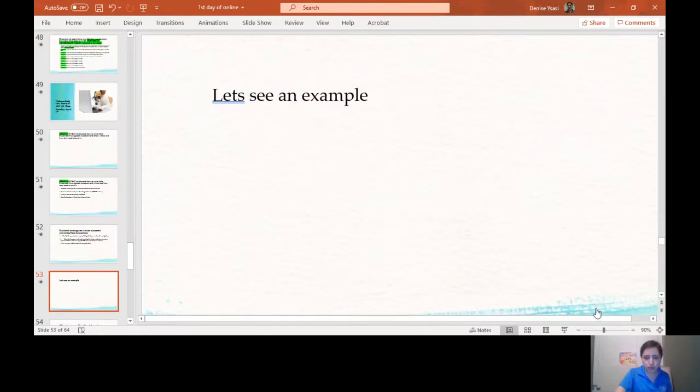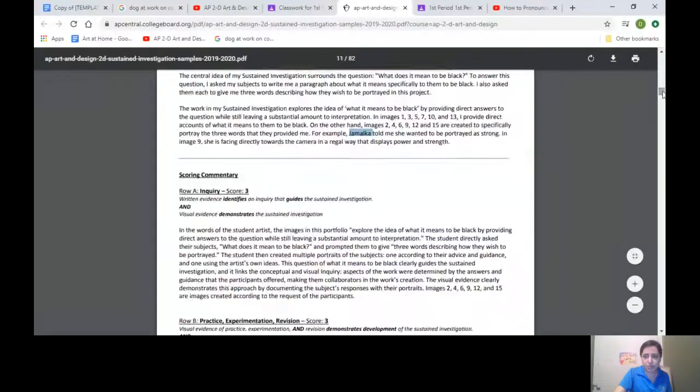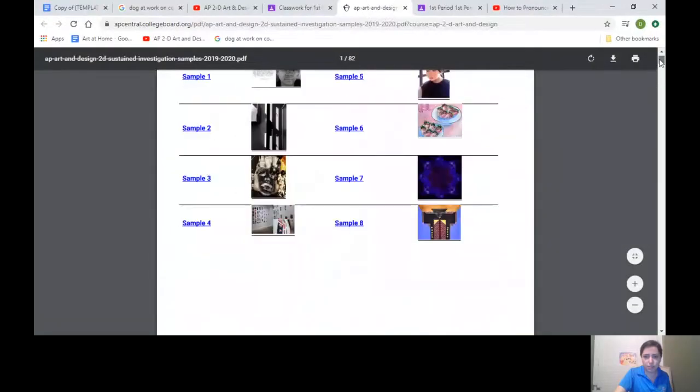So what I'm going to do now is I'm going to stop sharing my camera with the PowerPoint, and I'm going to look for, there we go. I am going now to look for samples of a student's sustained investigation written statement.